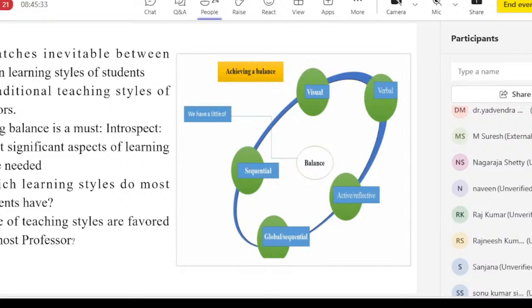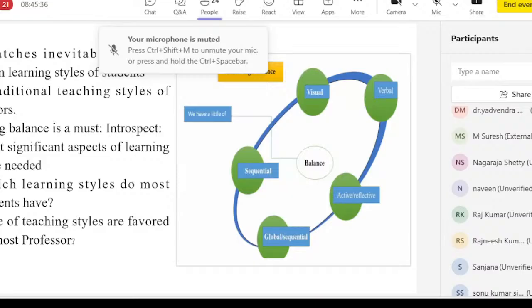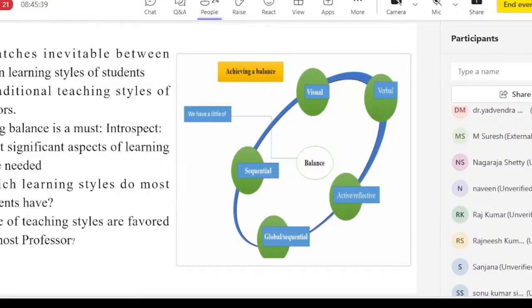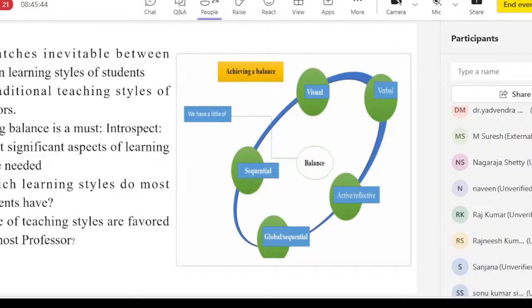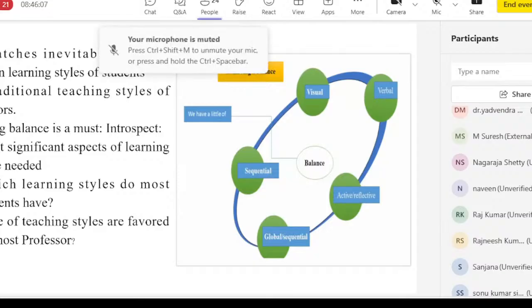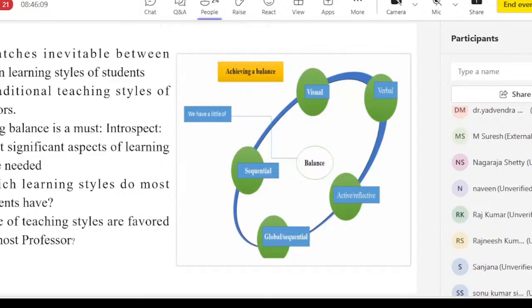Now, mismatches are inevitable. We have to agree. So, a balance is a must. There has to be a balance between the teaching style and the learning style of the students. So, the most significant learning style you have to take into your confidence. Which learning style do most students prefer? I have given you some hints. So these are the realities. You have to take those things. What kind of teaching styles are favored by the teachers?